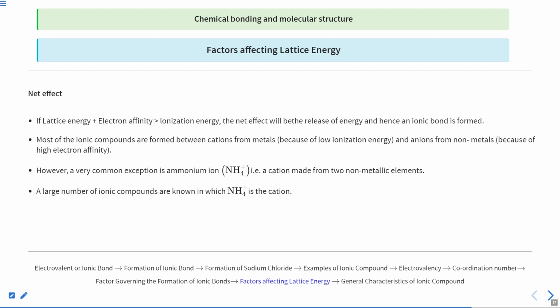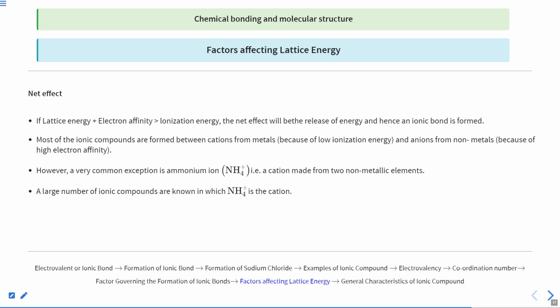So what is the net effect here? Lattice energy is one of the effects and electron affinity is one of the effects. Two are the effects here. If both of the effects have a greater value than the ionization energy, then the net result will be release of energy, and hence the ionic bond is formed.